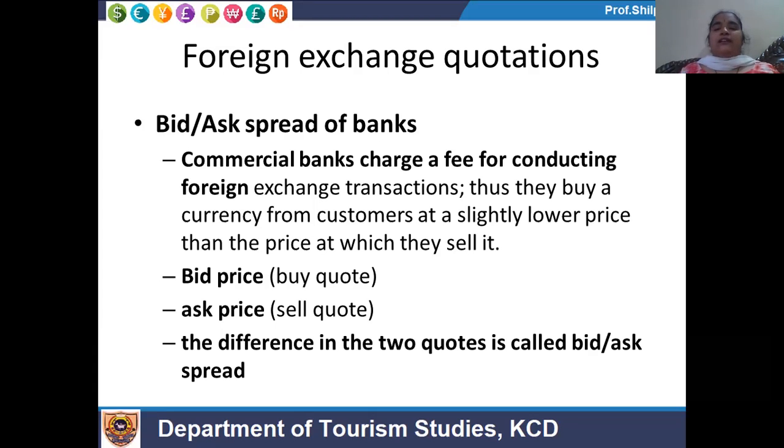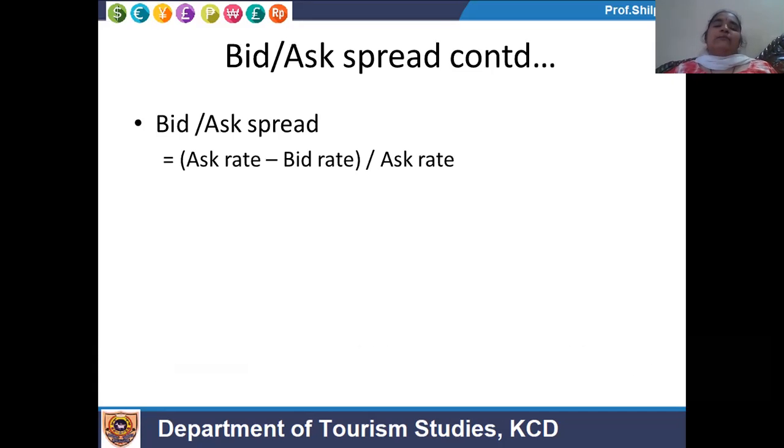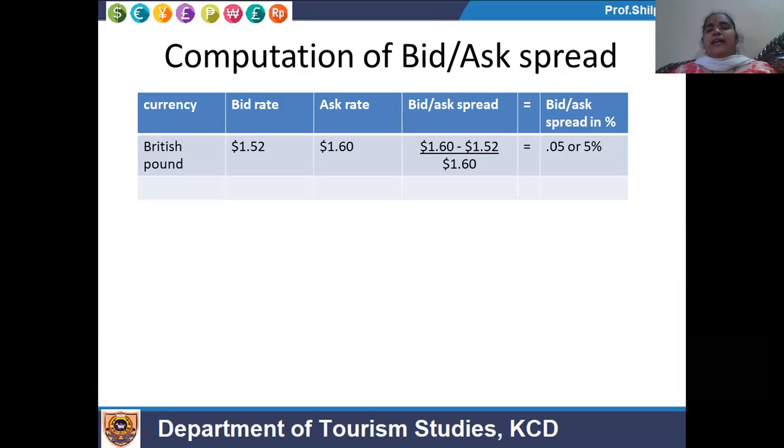The bid ask spread depends on different factors. How to calculate the bid ask spread: it is the difference between the ask price and the bid price, divided by the ask price. That is, the price at which the bank is selling the currency minus the price at which the bank is buying the currency, the whole divided by the ask price. Now you may ask why this difference is needed. I told you, it is to make profits, and it depends on a number of factors.